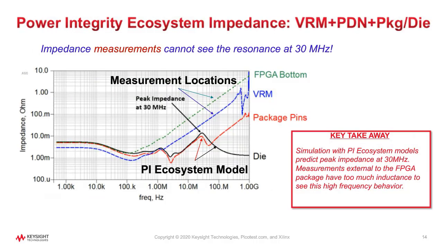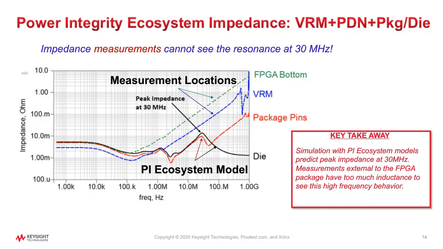Now we can build the PI ecosystem model by putting all of the models together. Power supply connected to the PCB PDN with capacitors connected to the package die model. This model can then be used to look at the impedance on the VCC power rail at different locations. This plot shows the impedance seen on the VCC power delivery network at the measurement locations as well as at points that cannot easily be measured, like that of the package pins and at the die.